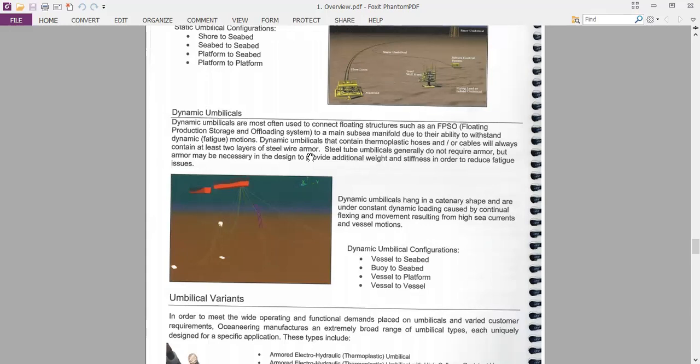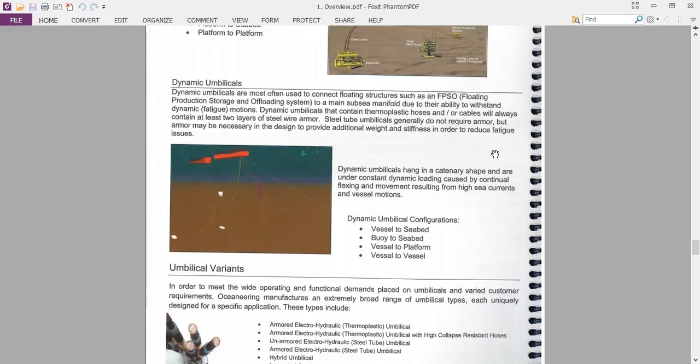So to add to their structural strength, all right. Then where we have steel tubes, we do not require armor. All right, but armor may be necessary. So you said? Yes. So dynamic umbilicals are the ones that hang off from topside to give a catenary shape and are under constant loading, with continuous flexing and movement from high sea current and vessel motions. Okay?